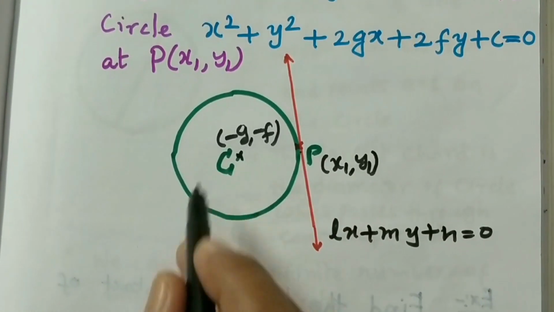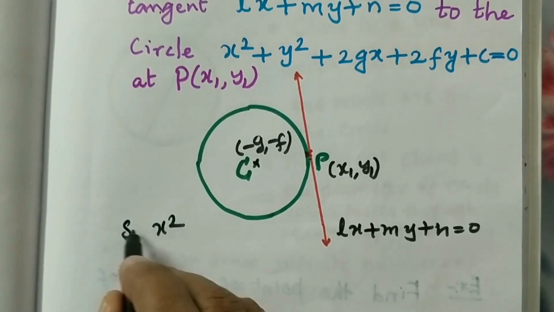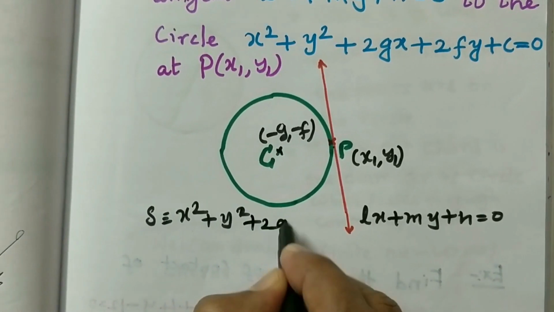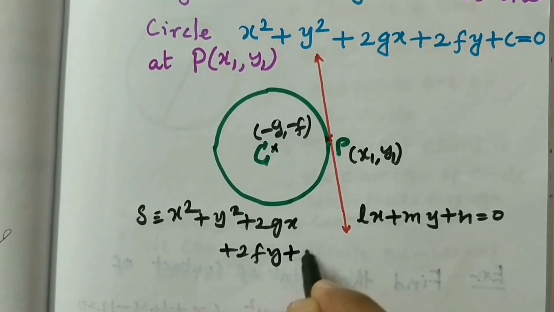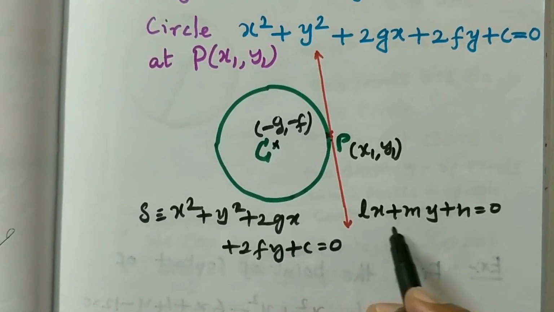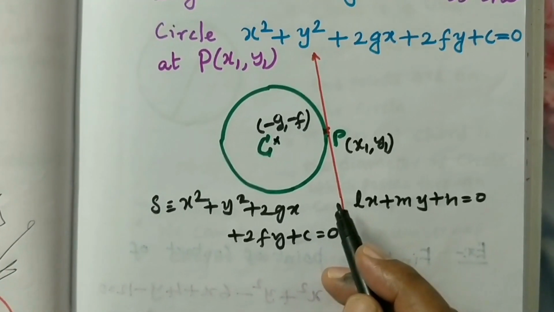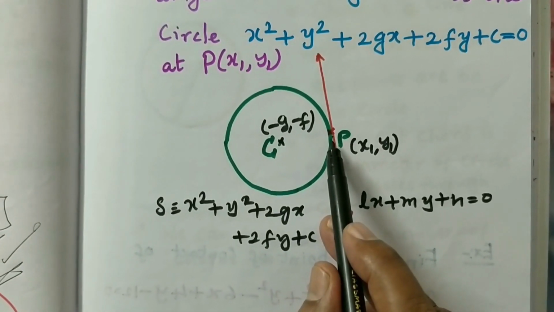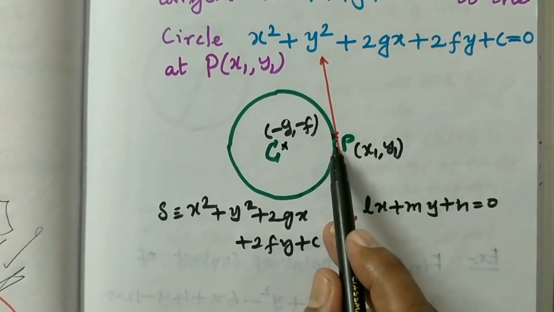That is, what is my circle? S is x square plus y square plus 2gx plus 2fy plus c is equal to 0 is the circle, and the line Lx plus my plus n is equal to 0 is the tangent. So the common point of these two is called the point of contact, where the line and the circle touch at the point.